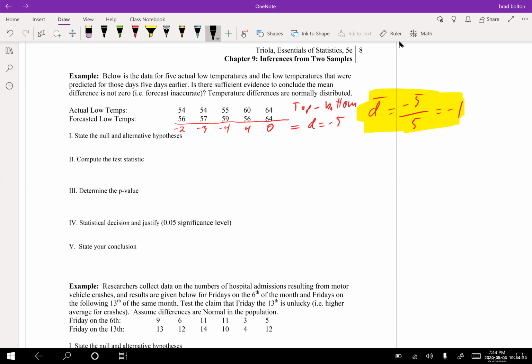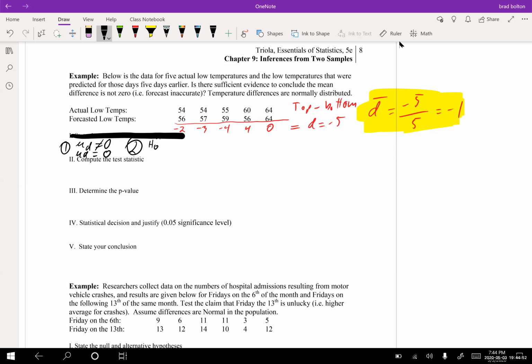Okay. Let's see here. I'm going to go through and do my same thing that I've been doing all along. So I'm going to say that mu d, the claim, let me see, it says temperature differences are normally distributed. Is there sufficient evidence to conclude the mean difference is not 0? So I'm going to say the mean difference is not 0. And then I'm going to say the mean difference is 0. Okay. So then step 2, you guys should know by now.